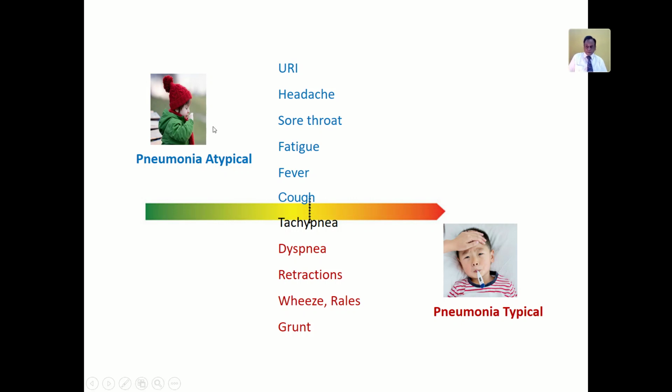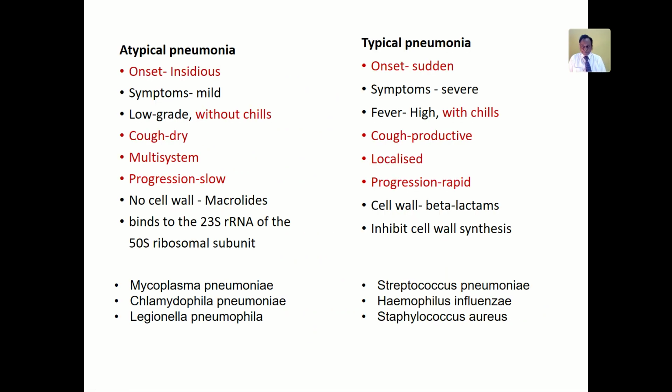Typical pneumonia, see like that, everything starts as a URI, and sometimes sore throat, fatigue, fever and all. In atypical pneumonia, the blue symptoms are more and more there, whereas in typical pneumonia, it is depicted in red: dyspnea, retractions, all these things slowly develop, and the child may get bedridden. Whereas in atypical pneumonia, the child may be walking. That's the reason why it's called walking pneumonia. Symptoms may be very mild, but you have to treat.